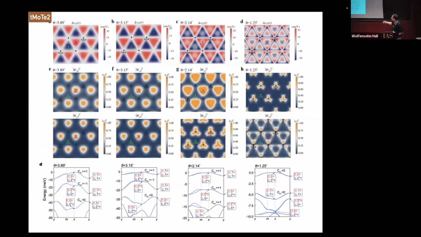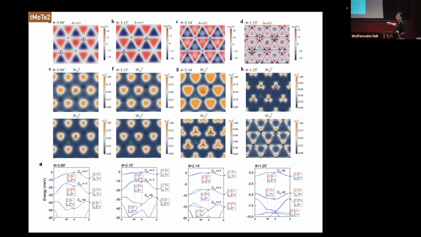Here is also a wave function of the twisted MoTe2. I want to show this because at 3.89 degrees, the first band and the second band are both located at MX. This is only on the top layer; in the bottom layer, they would be located at XM. So for 3.89 degree tMoTe2, you can think of it as a kinematic model, really on a honeycomb lattice. But as soon as you go to 2.14 degrees, the MM point becomes super important.